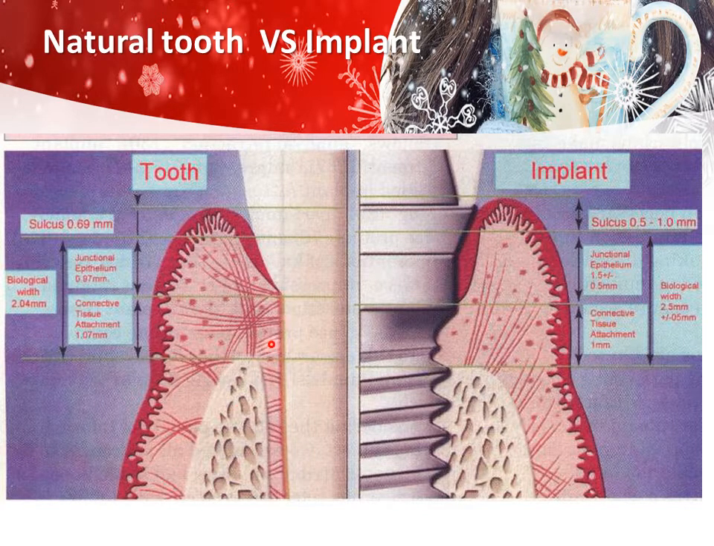So these are all the basic points in a natural tooth, and also you can see that the junctional epithelium is around 0.97 mm and the connective tissue attachment is around 1.07 mm, which gives a biological width of around 2.04 mm.